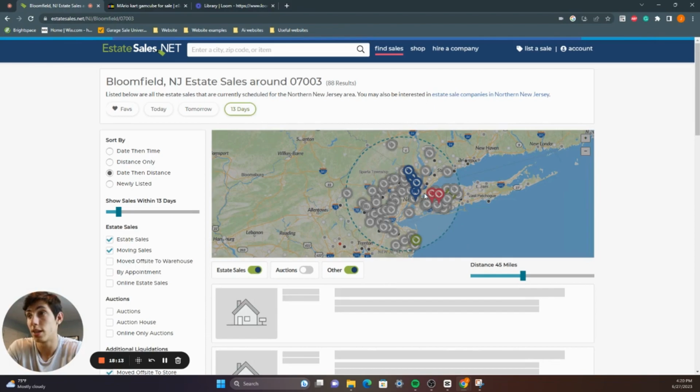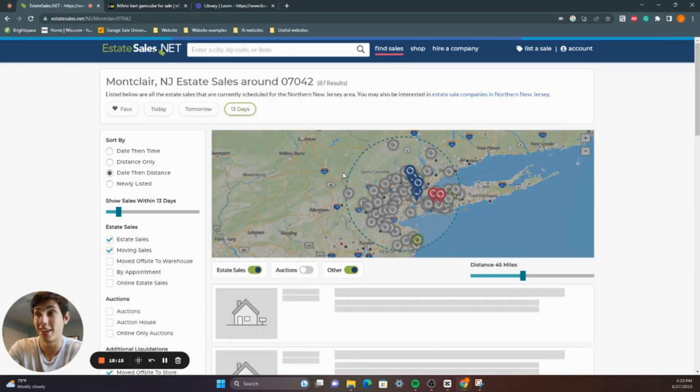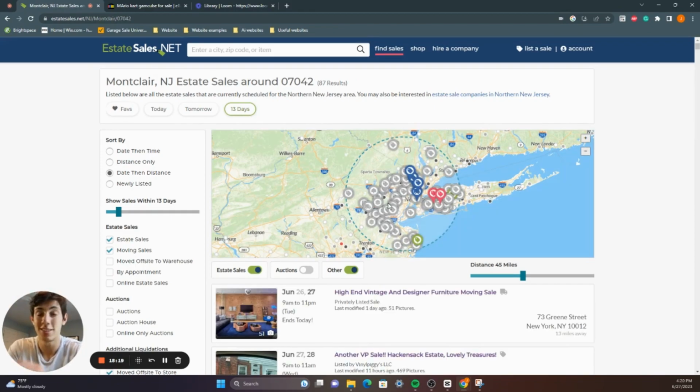Again, if you're living in Scranton, where there are 2 sales within your area, it's not that important. There are going to be other ways to source items, other garage sales to go to. But if you're in a highly populated area with a lot of sales, use estatesales.net.